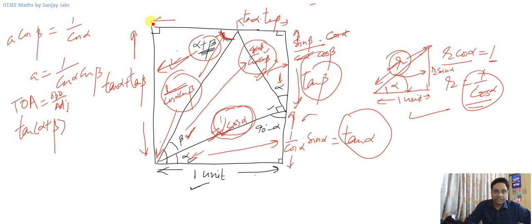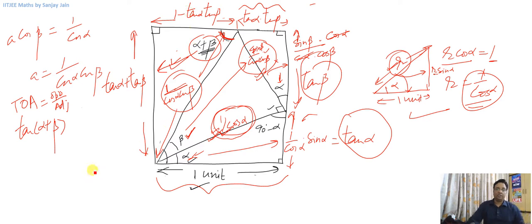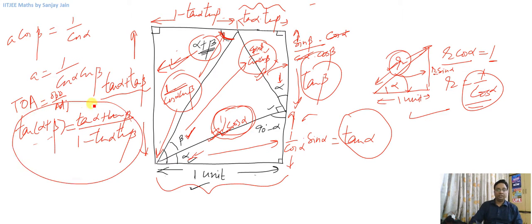And what is the adjacent side here? This much length is 1 minus tan alpha tan beta. I hope you have understood where I am going. So tan alpha plus beta is opposite, that is tan alpha plus tan beta, divided by adjacent, that is 1 minus tan alpha tan beta. I hope this identity or this relationship is also clear to you through this basic geometric manipulation.